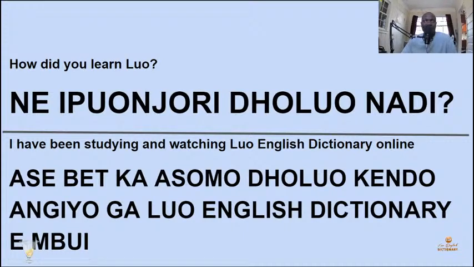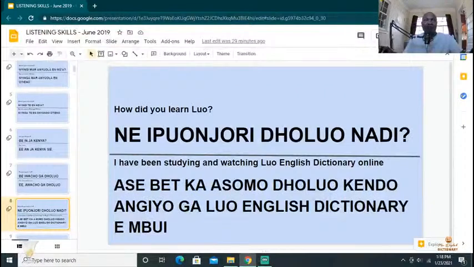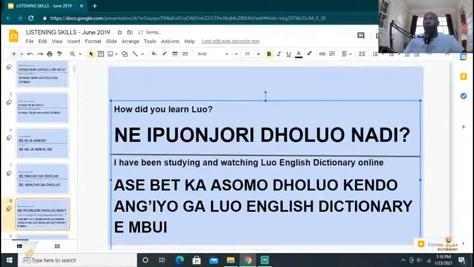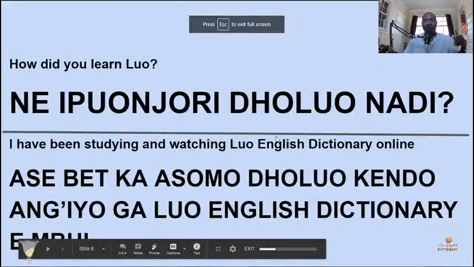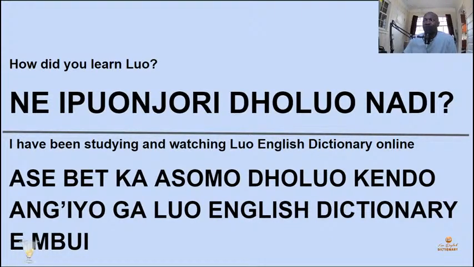So you'd say, if you've been watching our channel, of course, you just say, asebet ka asomo dholuo kendo ang'iyoga Luo English Dictionary e mbui. Now this should be ang'iyoga. There should be an apostrophe here. Asebet ka asomo dholuo kendo ang'iyoga Luo English Dictionary e mbui. So of course online is on the web is the web of mbui, which we call mbui in Luo.